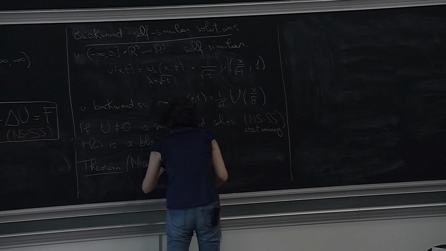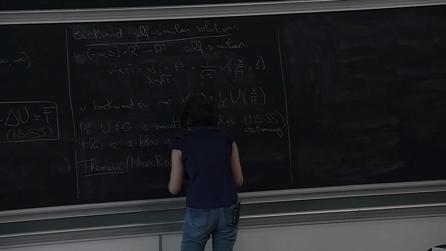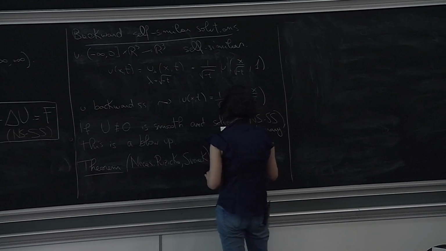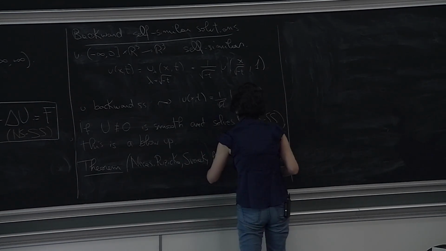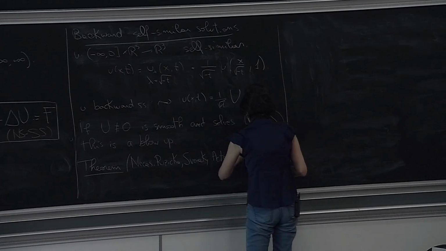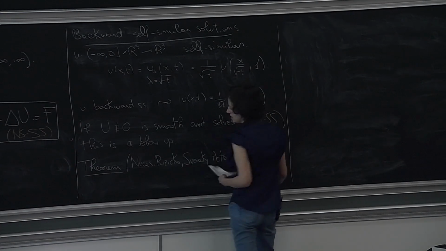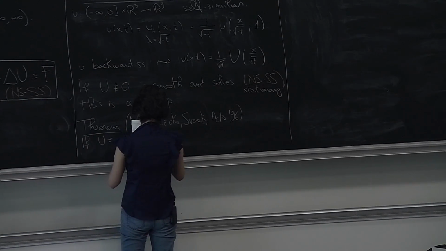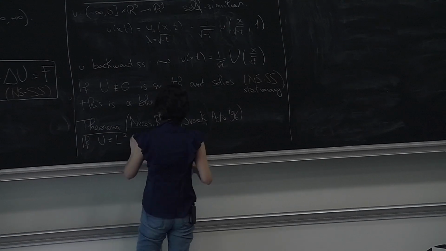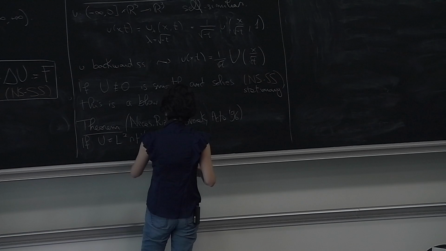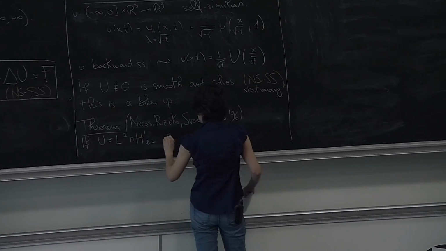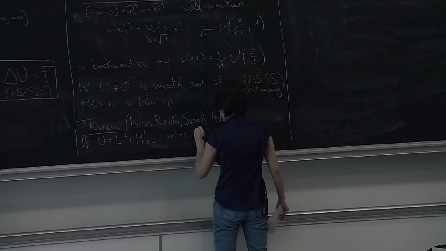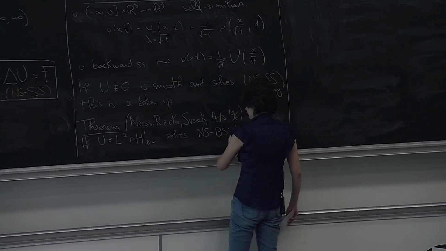Nečas, Růžička, Šverák. Acta 96. The theorem is: Navier-Stokes has no self-similar blow-up. So in particular, if U in L3 intersected H1 loc solves the backward Navier-Stokes, backward self-similar, let me call it.